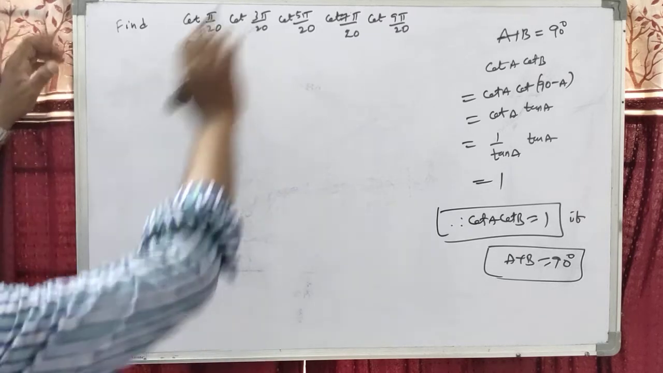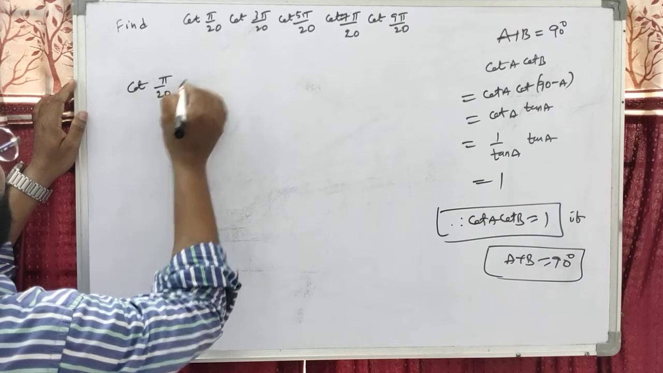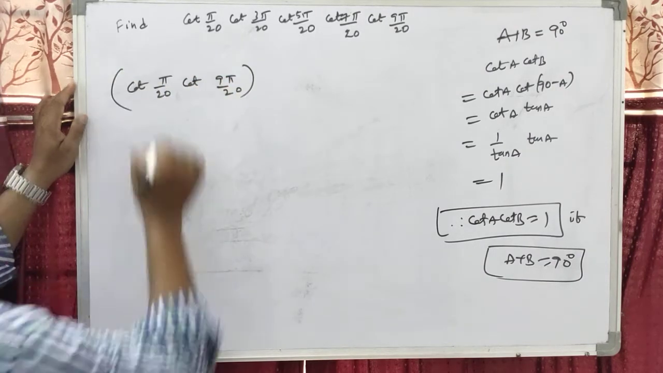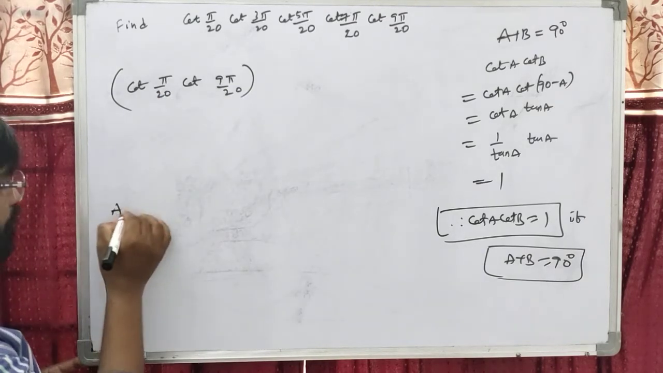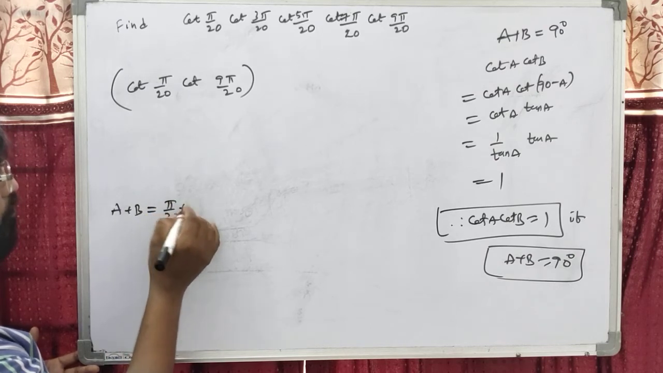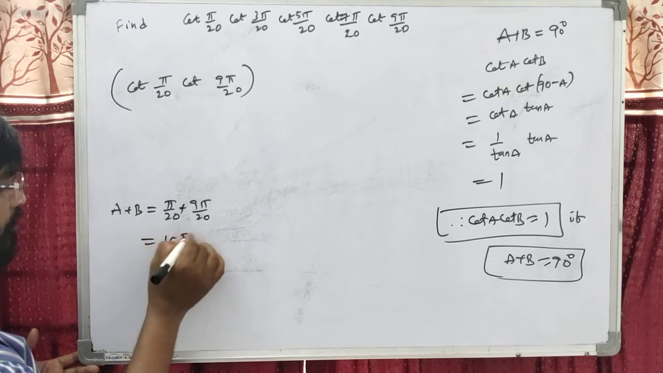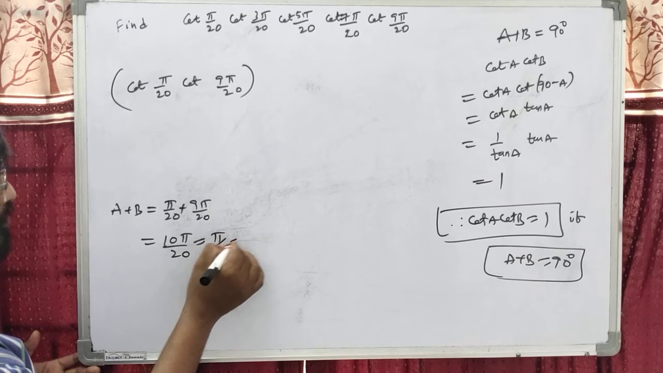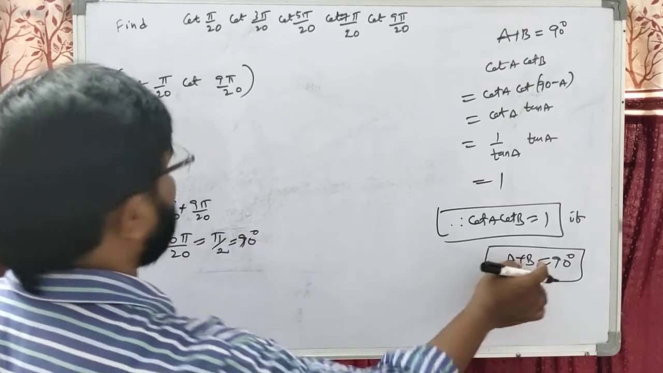Here, cot pi by 20 and cot 9 pi by 20, put in the bracket. This is a, this is b. When we take a plus b, that is pi by 20 plus 9 pi by 20, that is 10 pi by 20. The zeros cancel, this is pi by 2, and pi by 2 is nothing but 90. Therefore a plus b we got 90.